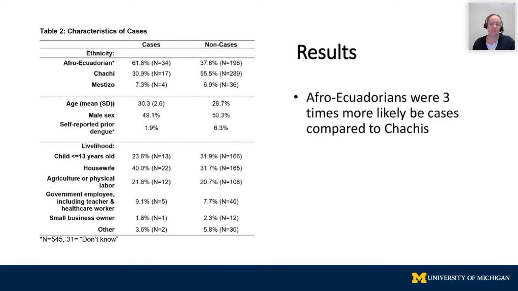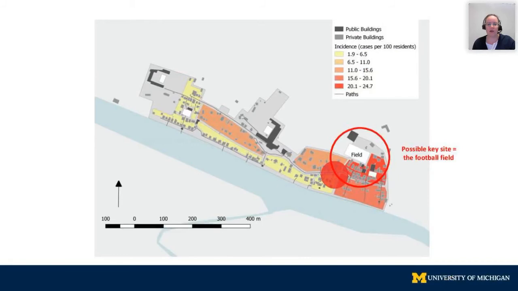And so the intention of the drone mapping was to try to understand something about why that was the case. This just shows the same information, but now with the incidence of cases in the community colored in. You can see that these yellow communities where there were very few cases were all Chachi neighborhoods, and these darker orange and red communities are all the Afro neighborhoods. So clearly there's some difference there.